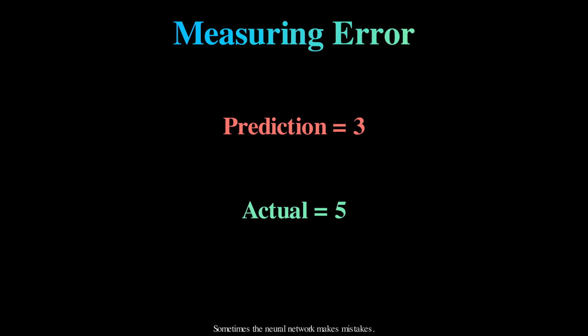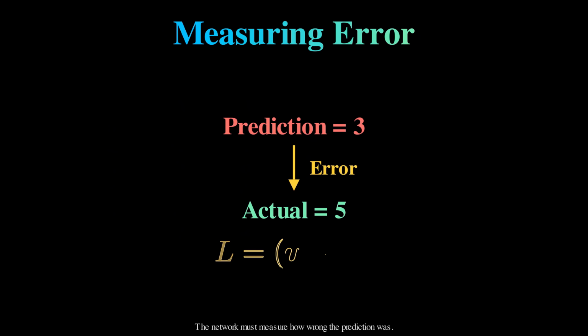Sometimes the neural network makes mistakes. The network must measure how wrong the prediction was. This is called the loss function. A larger loss means the prediction was far from the correct answer.